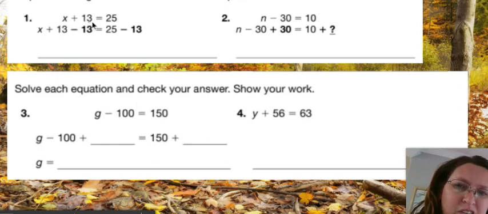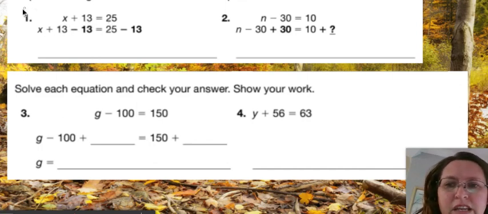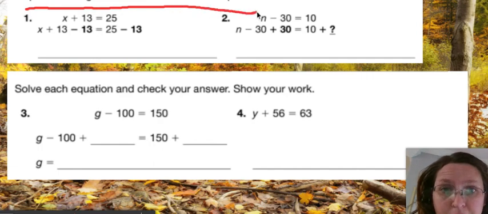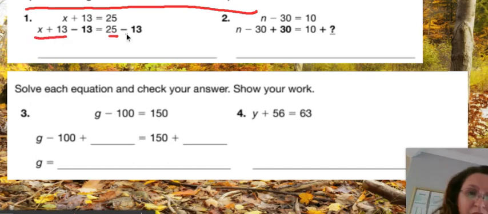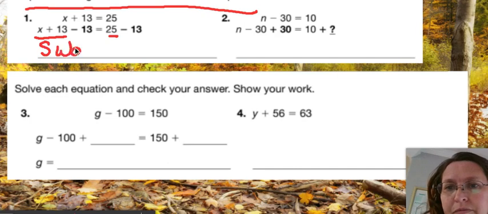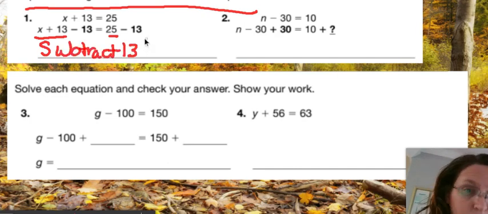If I have x plus 13 equals 25, it tells me to explain how to get the variable alone. So in this example, I see x plus 13 right here, and I see 25 right here. So what are they doing to both sides? Well, because normally you would add 13 to get it alone, you're going to subtract 13. You have to remember to do it to both sides.